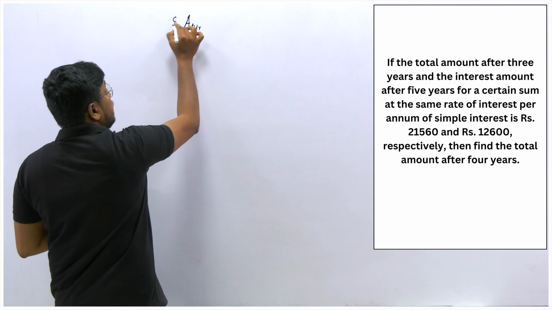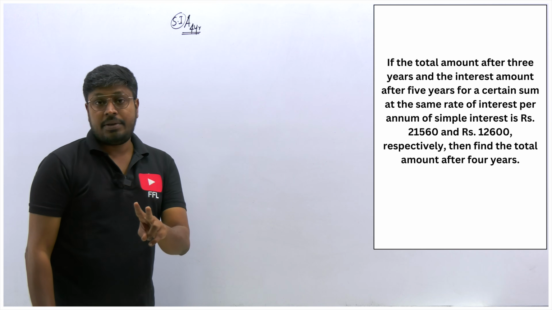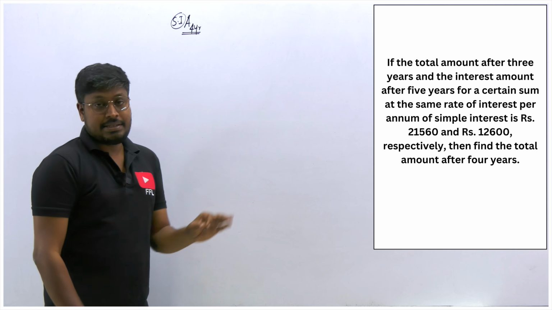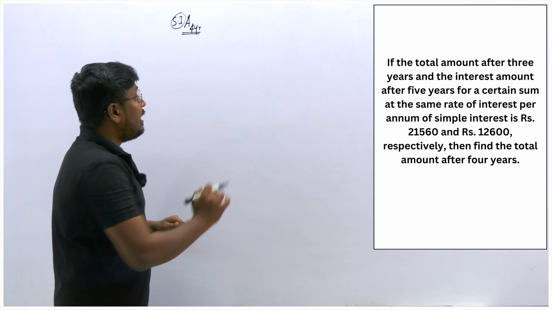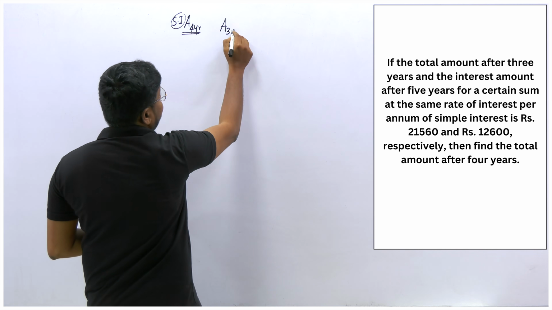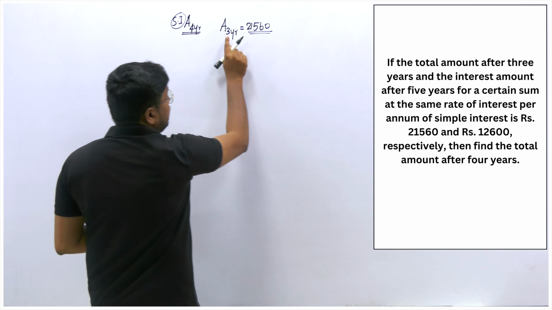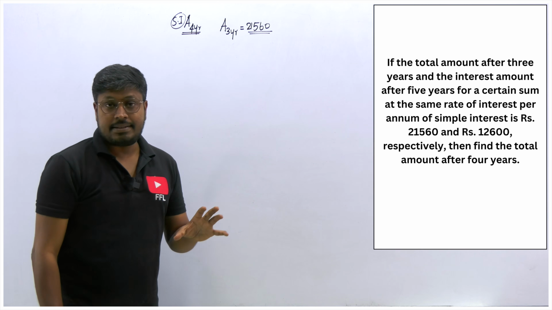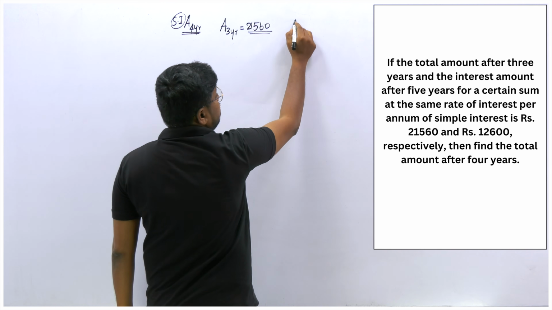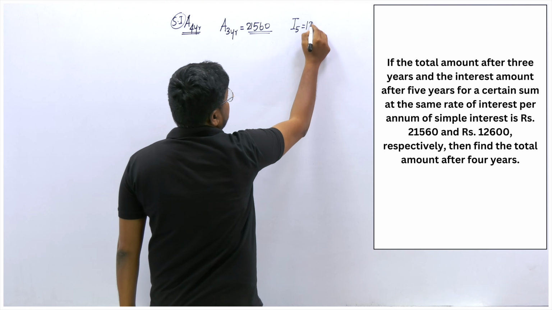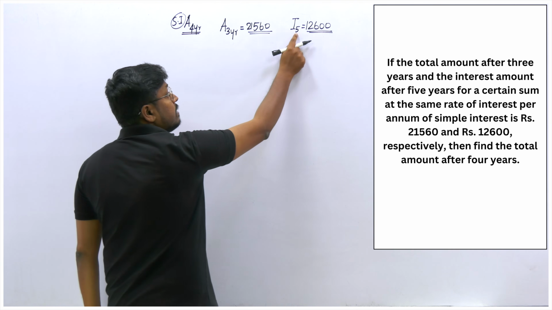And the complete question is based on the concept of simple interest, right? But look at the values carefully. They have given two values, 21,560 and 12,600. What are these values? They have given the total amount after 3 years, which is 21,560. And the second value they have given is 12,600, which is the interest amount after 5 years. Just look at both values: this is the overall amount, and this is the interest amount after 5 years.